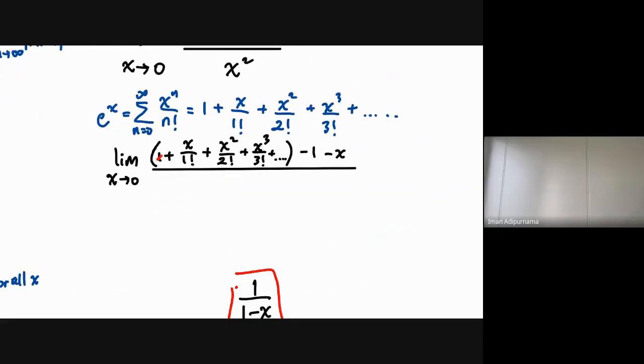Now you have 1 cancel and then x cancel. Okay. Now all this with the x squared divided by 2 factorial and so on and so forth, it's divided by the x squared. Oh, I forgot to write x squared. So then you can minus to the power x squared divided by x squared, right?